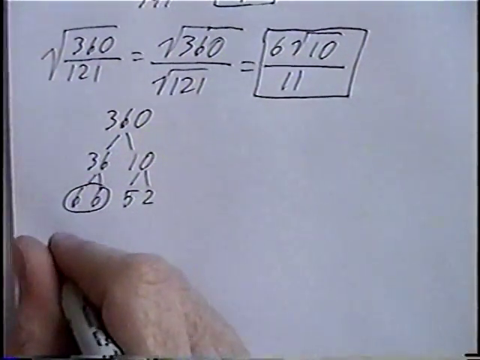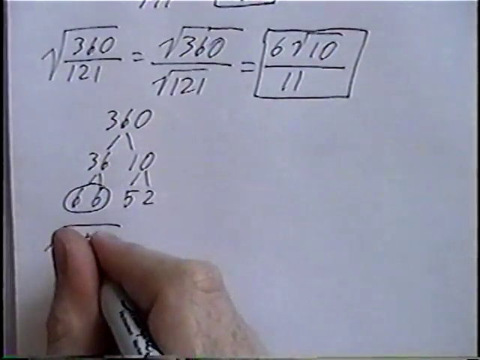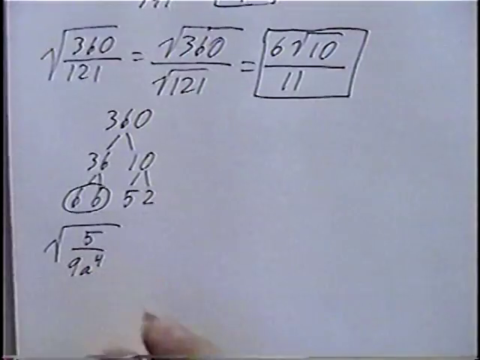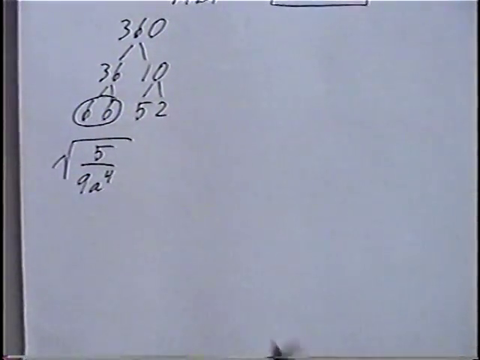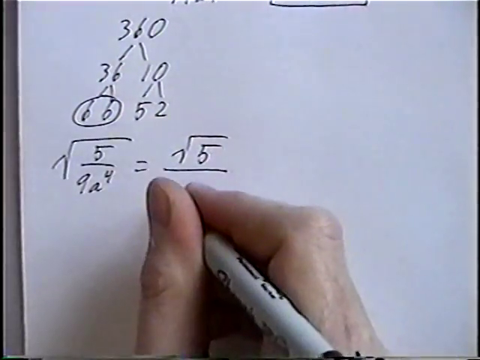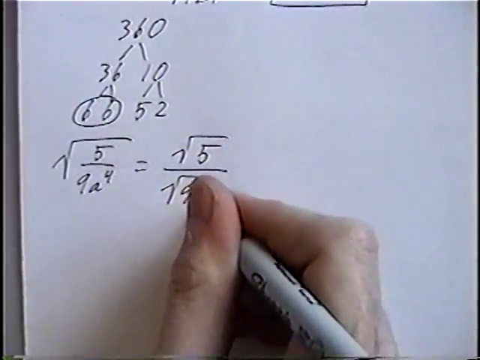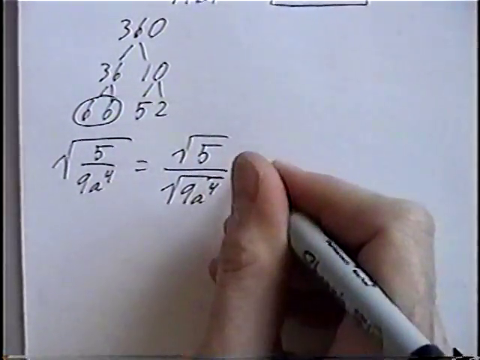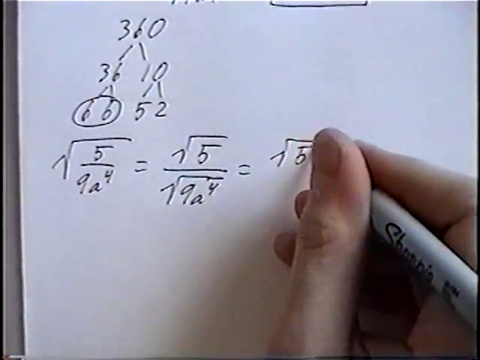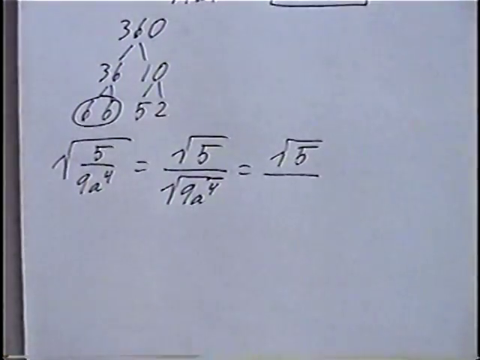Last problem for the section. Radical 5 divided by 9a to the 4th. And again, we can split this up with the radical of the numerator and a radical of the denominator. Radical 5 again would stay the same. That cannot be factored or simplified.